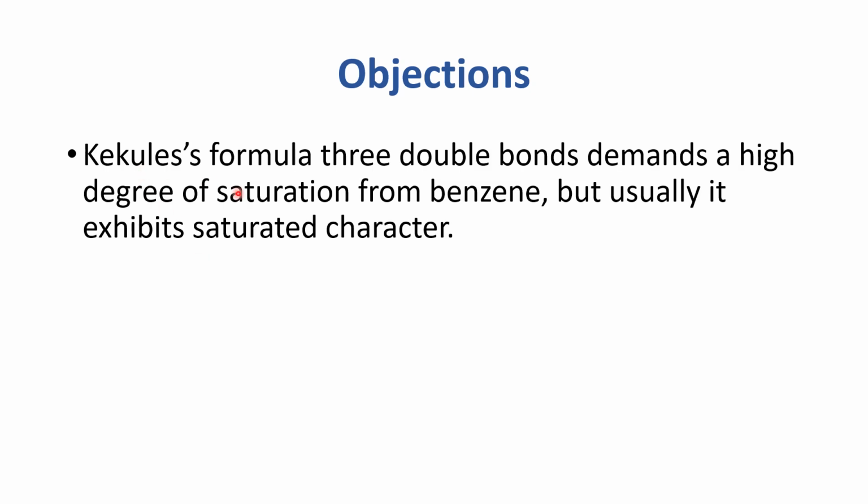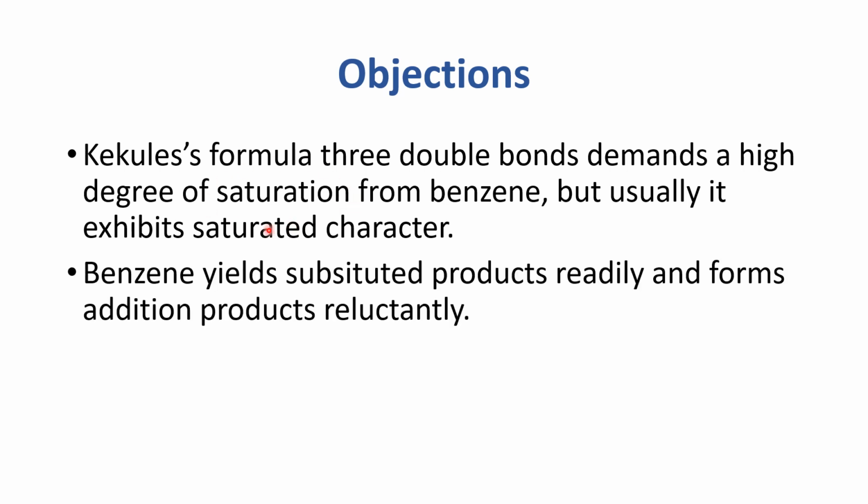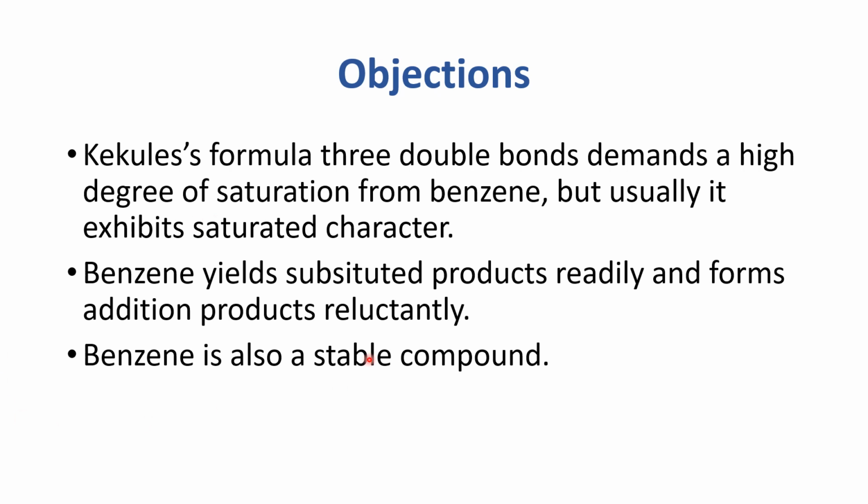So let's learn about the objections that were raised towards the Kekule structure. Kekule's formula of 3 double bonds demands a high degree of unsaturation from benzene, but usually it exhibits saturated character. Benzene में जो कि 3 alternating single और double bonds हैं, तो इसको unsaturation ज्यादा शो करनी चाहिए, जबकि ये सैचुरेटेड बिहेवियर शो करती है. बेंजीन substituted products readily और addition products reluctantly शो करती है. दैट्स व्हाई वी आर सेइंग कि ये सैचुरेटेड होती है. And benzene is also a stable compound.